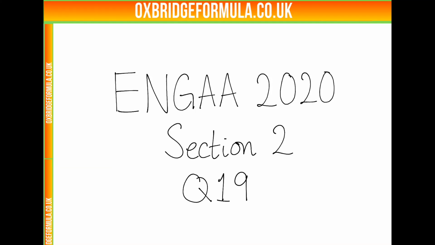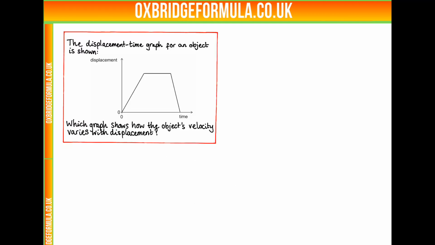This question is taken from the ENGAA 2020 Section 2 paper, and it is question 19. So we read, the displacement time graph for an object is shown. So this is it, which graph shows how the object's velocity varies with displacement. This is quite a strange graph to picture, a velocity displacement graph.